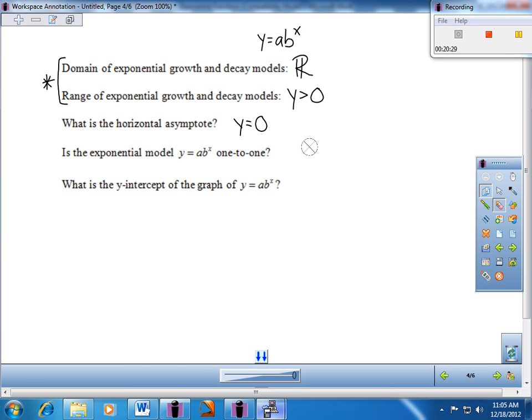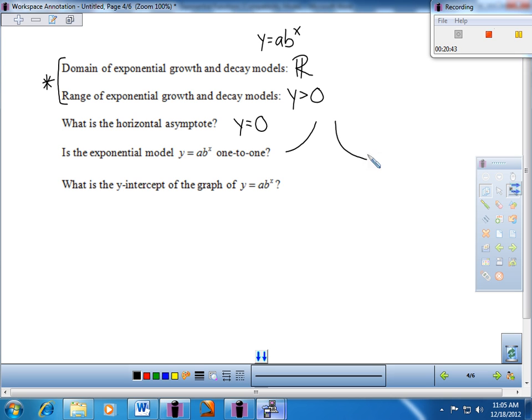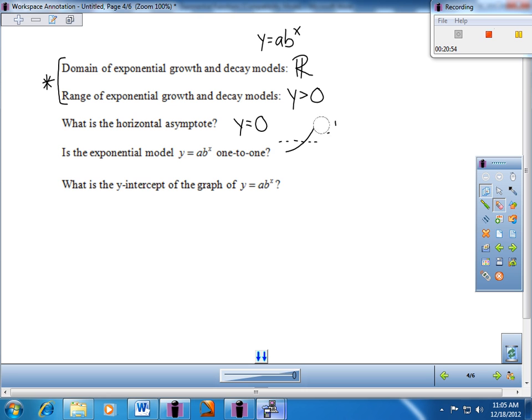All right. Good question here. Is the exponential model 1-to-1? So 1-to-1, everybody, would mean it would have to pass the horizontal line test. And I guess I'll redraw. There's exponential growth. There's exponential decay. Does this one pass the horizontal line test? Absolutely. Does this one pass the horizontal line test? Certainly. And so as a result, our exponential models are definitely 1-to-1.